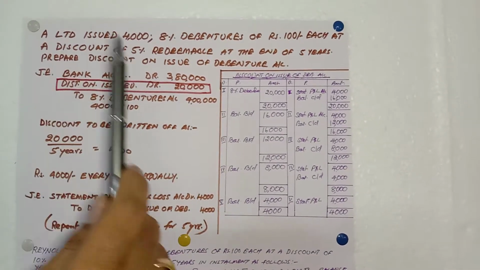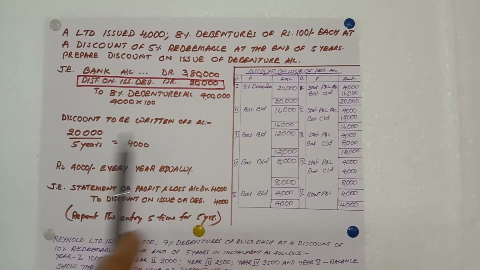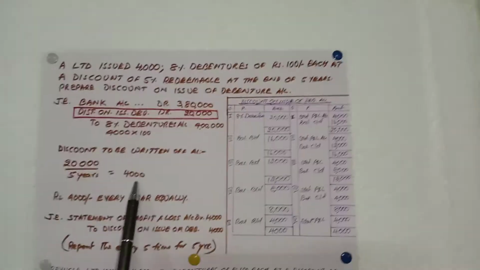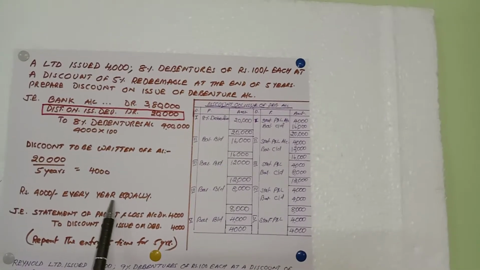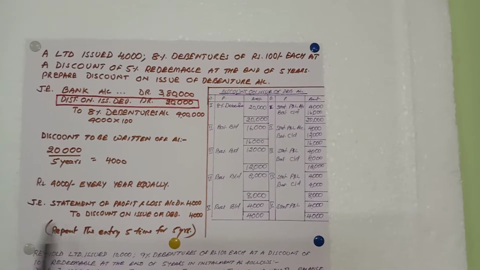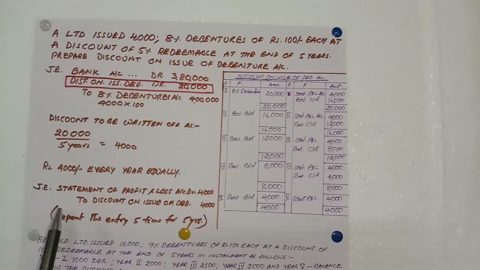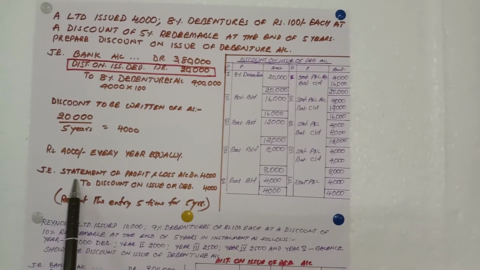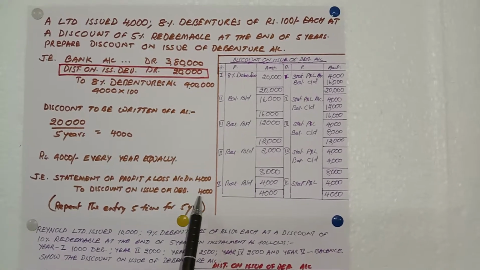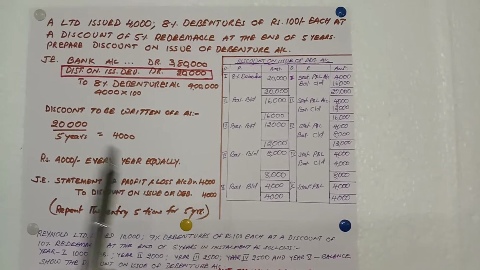How am I going to write off in equal installment? So what I will do is take 20,000 and divide it by 5 years, so it comes to 4,000. So 4,000 every year equally we can write off this amount, and a journal entry can be passed. Here I am using the statement of profit and loss: statement of profit and loss account debit to discount on issue of debenture. This I am going to explain with the help of the account.